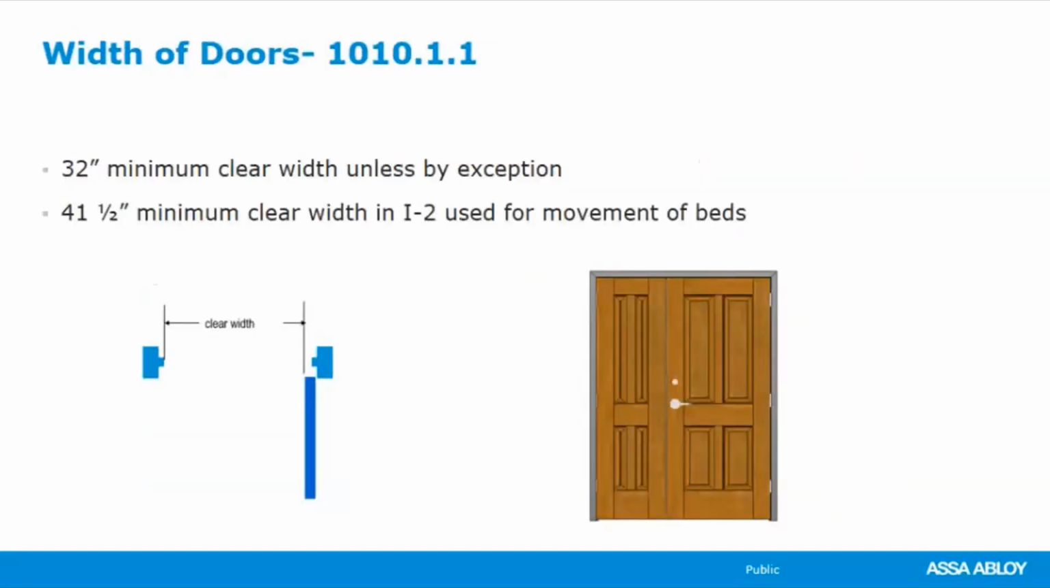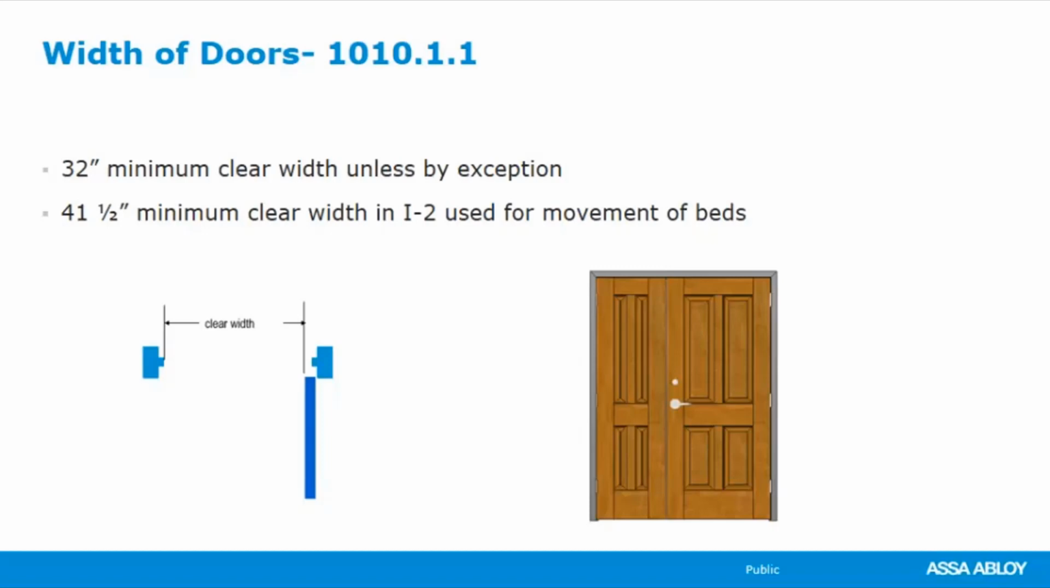IBC tells us that the minimum clear width of a door in a means of egress is 32 inches, unless by exception, and the calculator will round up. If you have a low occupant load, and let's say that it came up with a figure of 7 inches, it will round up to 32 inches minimum clear. If you have an I2 hospital or nursing home where you have the movement of beds, then you need to adjust the clear width to 41.5 inches minimum clear.